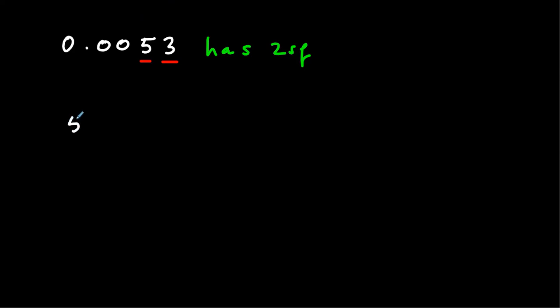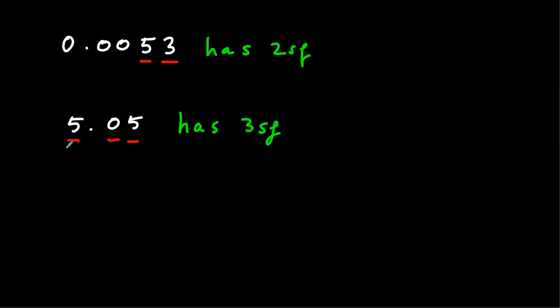Okay, consider the number 5.05. The first non-zero digit is 5, and we count everything after that. So this number has three significant figures.